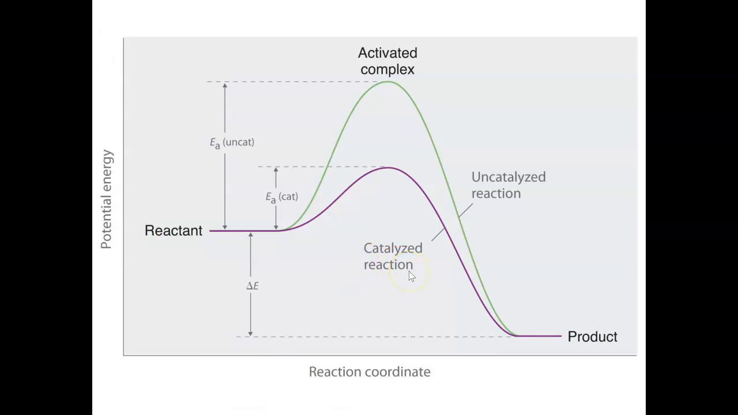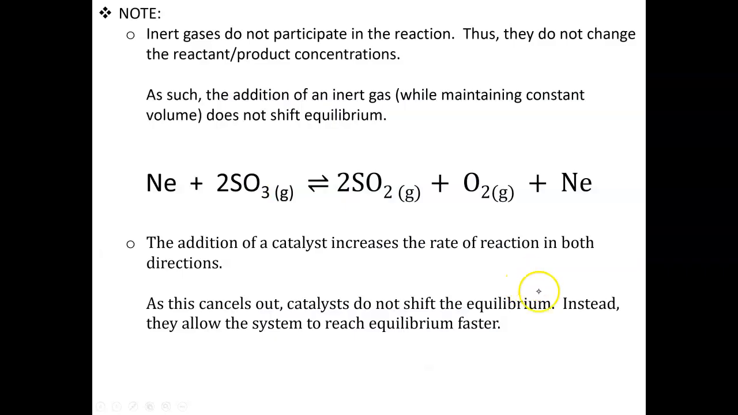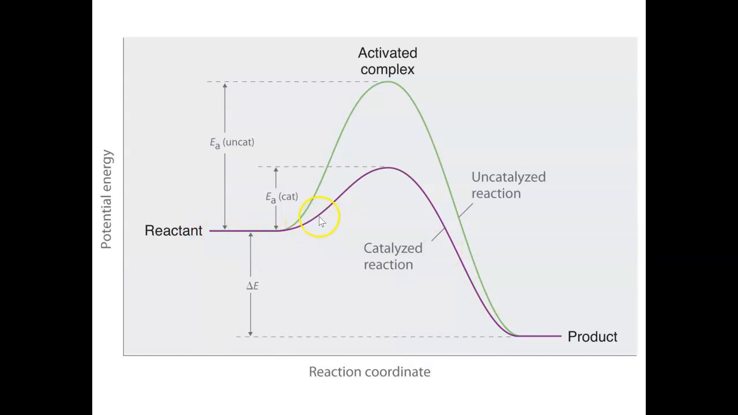Alright, now if you recall, the addition of a catalyst lowers the activation energy, so it provides an alternate reaction pathway, one that doesn't require as much energy to make it to the other side. As such, this increases the rate of reaction in both directions. So it's easier to make it to the other side going the forward direction, as well as making it to the other side going the reverse direction, as compared to the uncatalyzed reaction pathway.